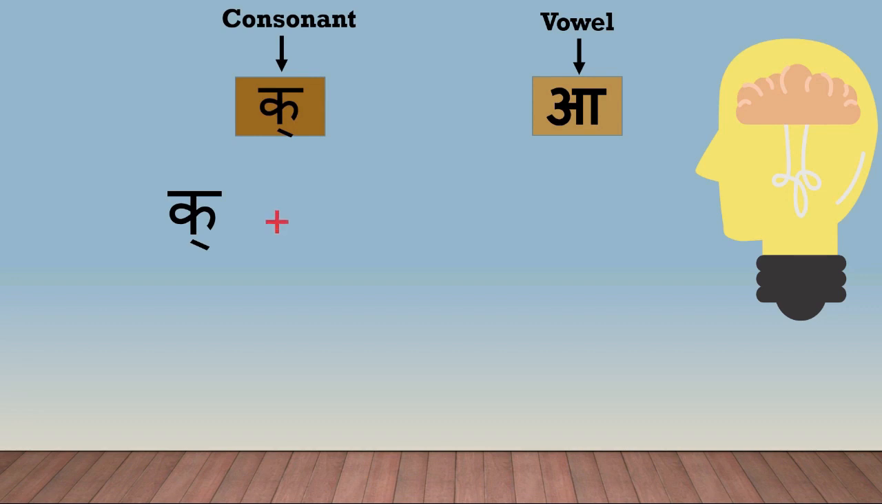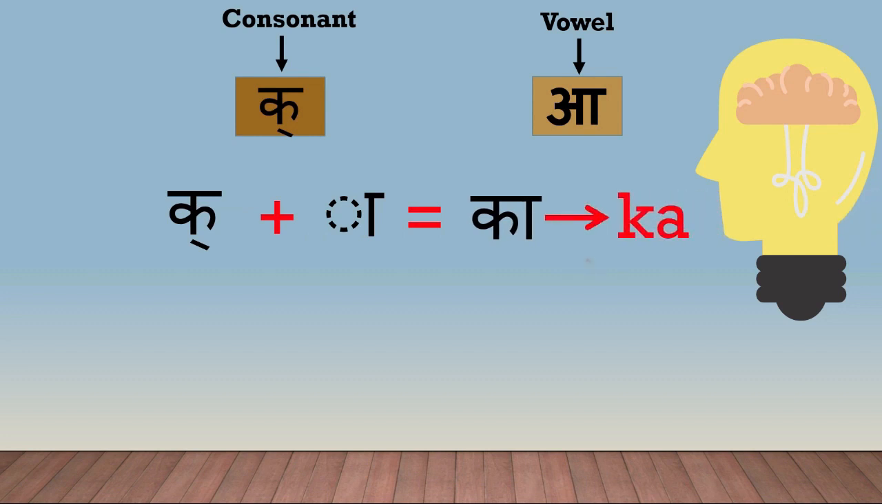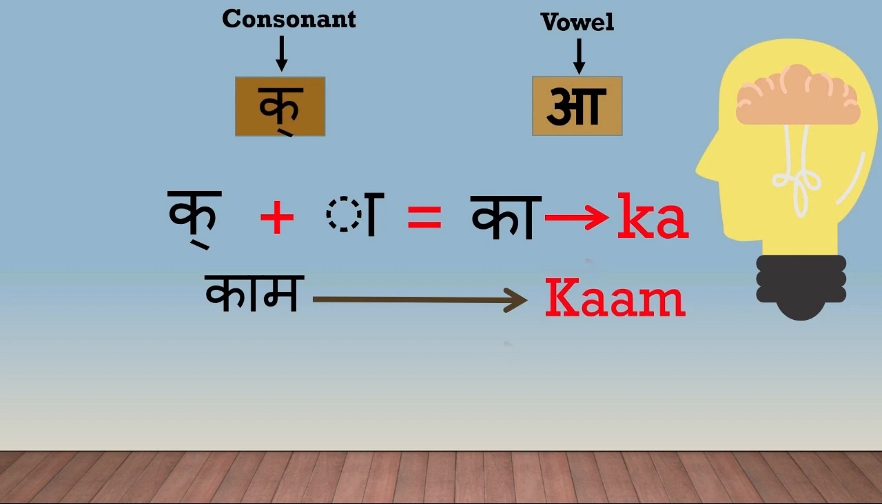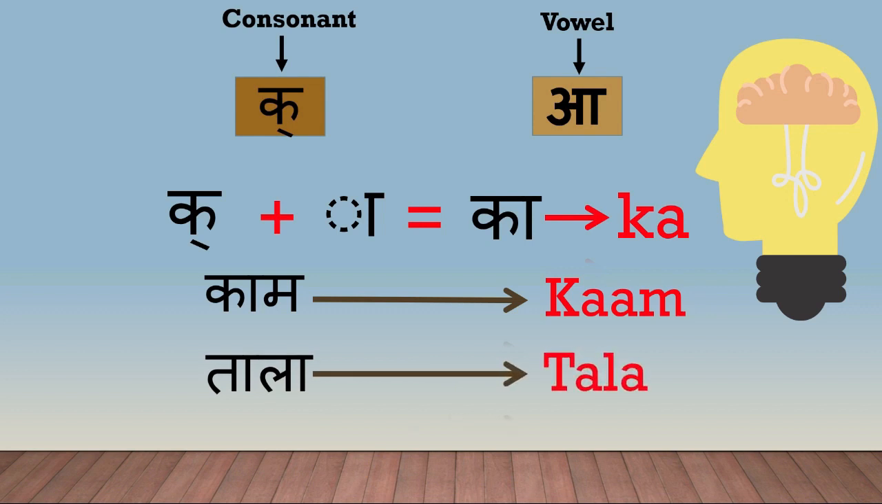When matra joins with any letter of consonant, it gives a sound to the letter. Ka plus sign of a gives the sound of ka. In English, it's ka. If you pronounce without sign of a, it's ka. Let's see example of a sign. Calm in English, K-A-A-M, calm. If any sign connects with any consonant at any place, it gives the sound of it.